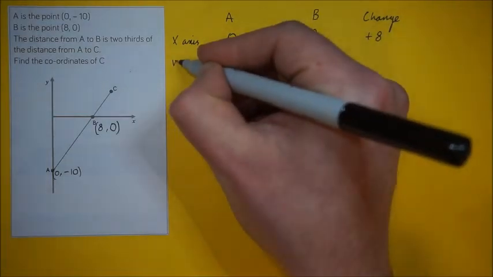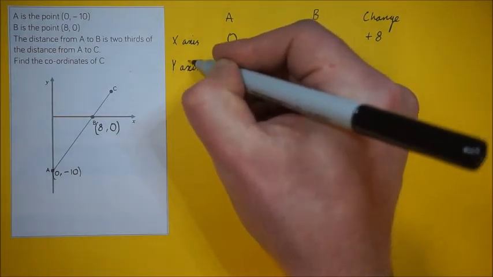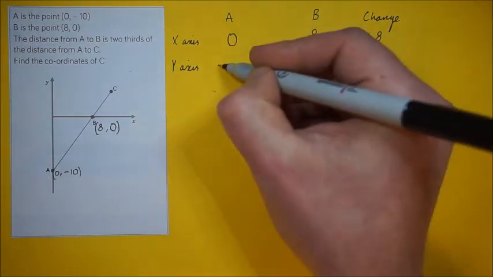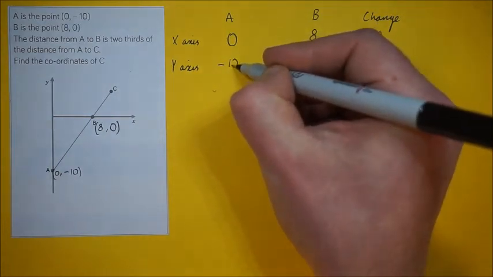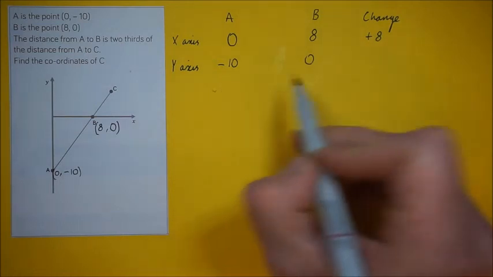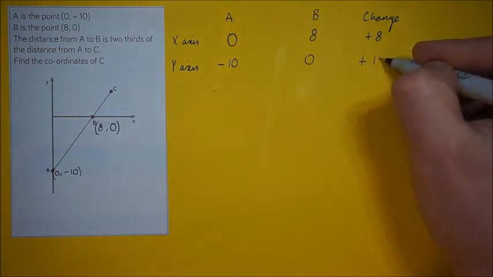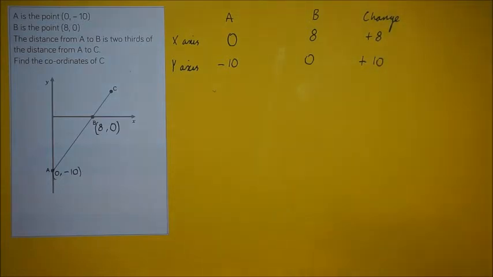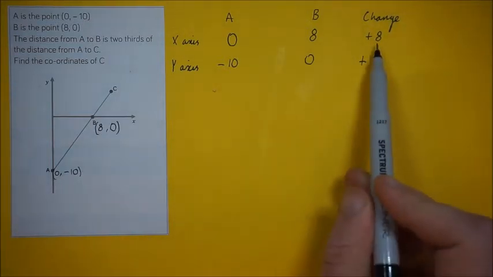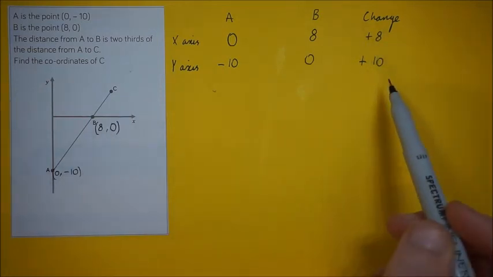On the y-axis, we start at minus 10 and we end up at 0. So the change between minus 10 and 0 is plus 10. So we can see that there's been a positive change of 8 and a positive change of 10 between this point and this point on the x and then the y-axis.